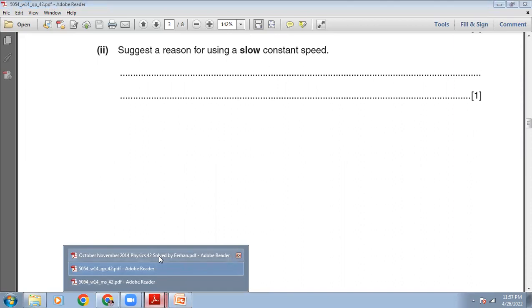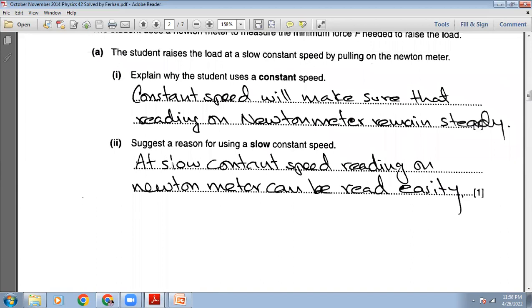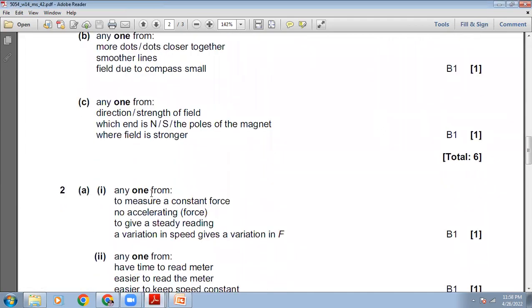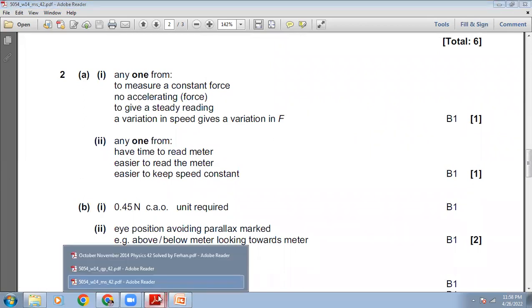So let's read my answers. Constant speed will make sure that the reading on the Newton meter remains steady. At slow constant speed, the reading on the Newton meter can be read easily. These are my answers. So let's have a look at what the marking scheme says. It says: to measure a constant force, no accelerating force, to give a steady reading; a variation in speed gives a variation in F. Any one from: have time to read the meter, easier to read the meter, easier to keep the speed constant. So our answers are right.